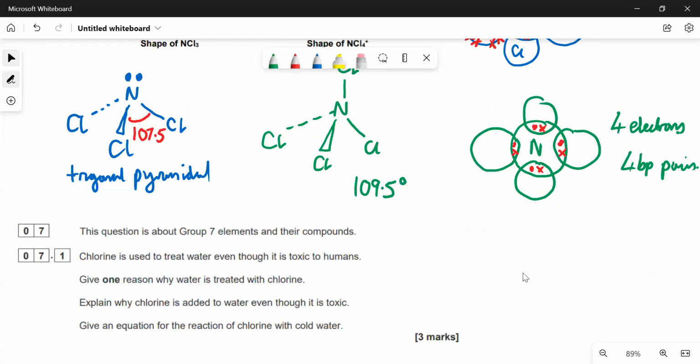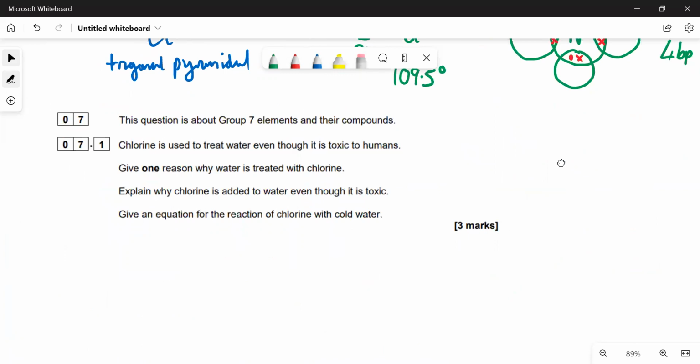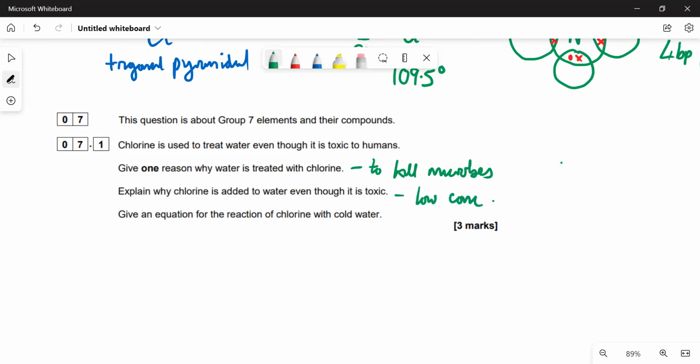Right. Group 7 elements and their compounds. Chlorine is used to treat water even though it's toxic to humans. One reason why it's treated with chlorine is to kill microbes. Okay, and why is it okay to add it even though it's toxic? Because it is in, I'll probably say, low concentration. And also, by the time it gets to the supplier, to the consumer, the chlorine will have evaporated.